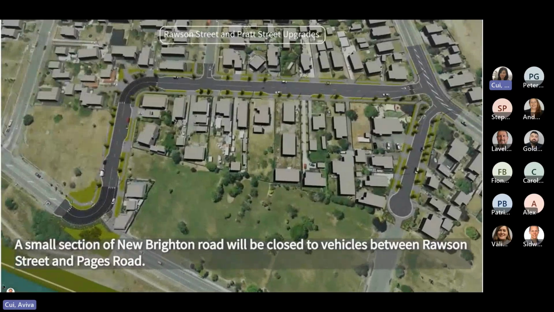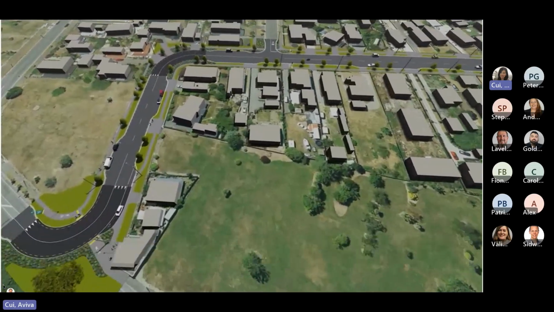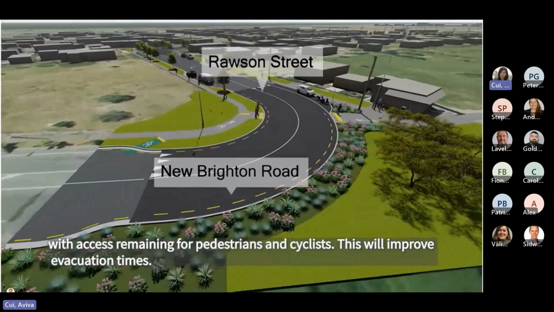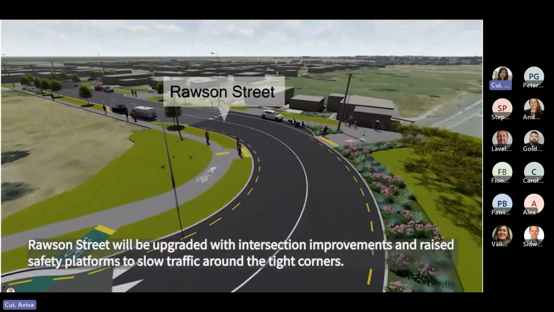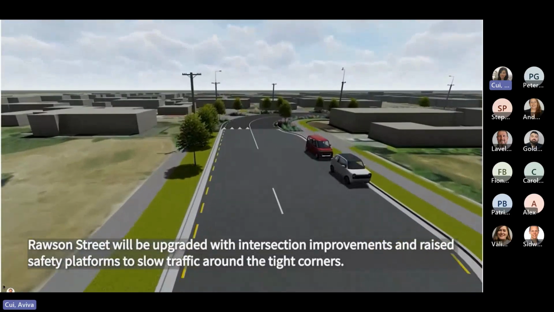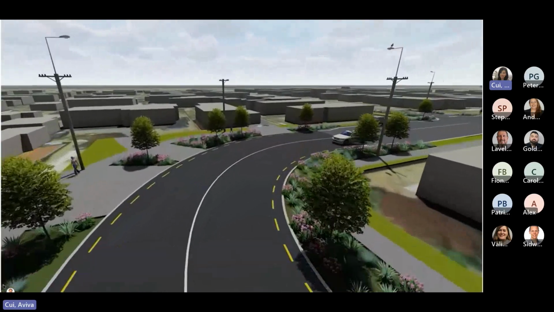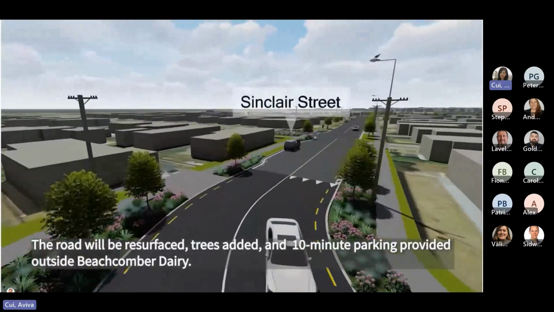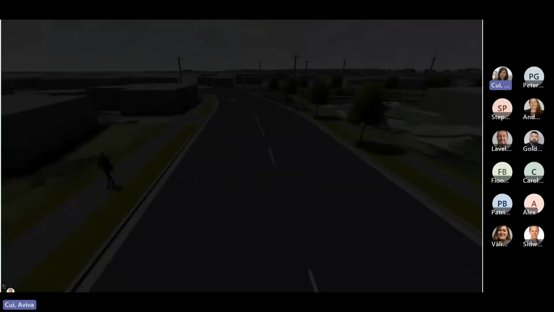A small section of New Brighton Road will be closed to vehicles between Rawson Street and Pages Road, with access remaining for pedestrians and cyclists. This will improve evacuation times. Rawson Street will be upgraded with intersection improvements and raised safety platforms to slow traffic around the tight corners. The road will be resurfaced, trees added, and 10-minute parking provided outside Beachcomber Dairy.